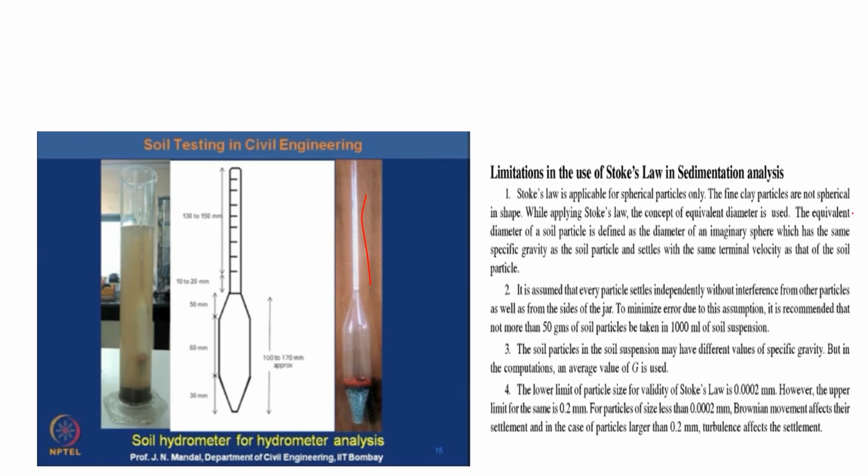So the limitation of this test is that it is applicable only for the size range 0.002 mm to 0.2 mm. This is very important. The lower limit is 0.002 and the higher limit is 0.2 mm. Bigger particles will have turbulence. Smaller particles will have Brownian movement, which means they will keep having some colloidal effect and it will affect the settlement. So keep this range in mind. The other things are much less important, but this limitation has been asked in many question papers.